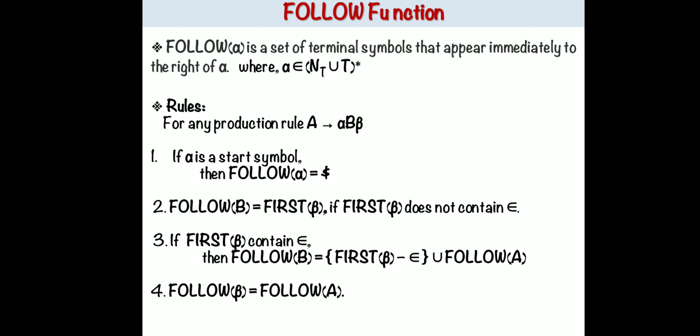Meaning, as you can see, here is a production A arrow alpha B beta, where after beta there is no terminal or non-terminal. So follow of beta will be follow of A. If first of beta contains null, then follow of B is first of beta minus null union follow of A, and if first of beta does not contain null, then everything in first of beta will be in follow of B.